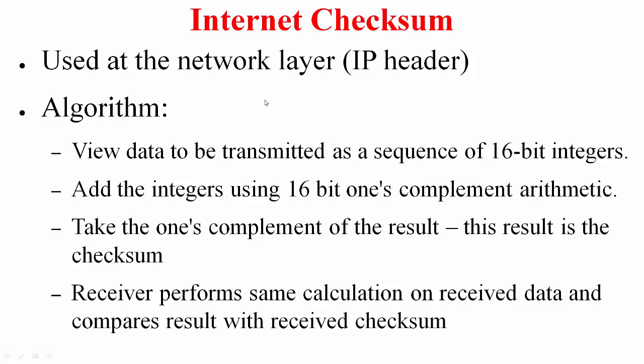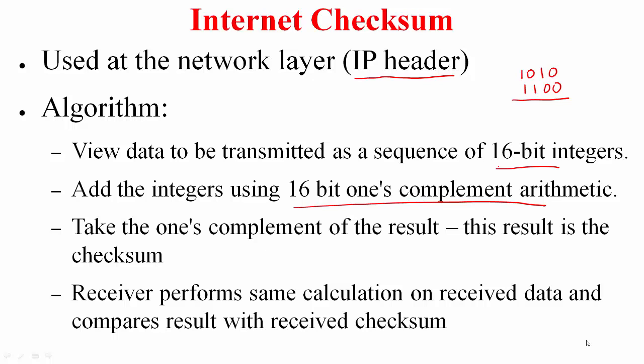This is not used at the link layer. In fact, it's used at the network layer, and the checksum is carried over the IP header. But since it's part of error detection, I'm going to cover it here. Now, as part of this algorithm, whatever data over which you want to perform checksum is viewed as a sequence of 16-bit integers. And now all you do is add up these integers using 16 bits ones complement arithmetic.